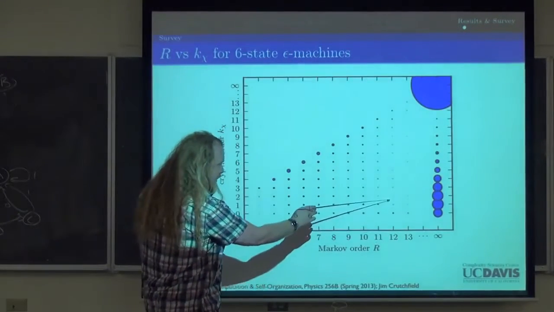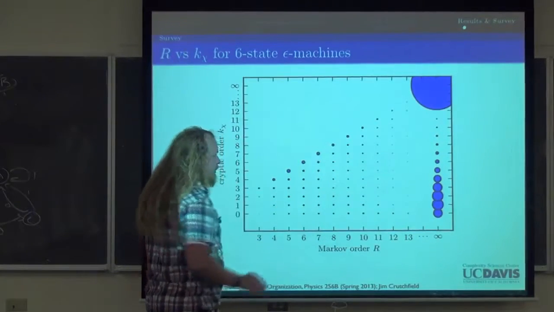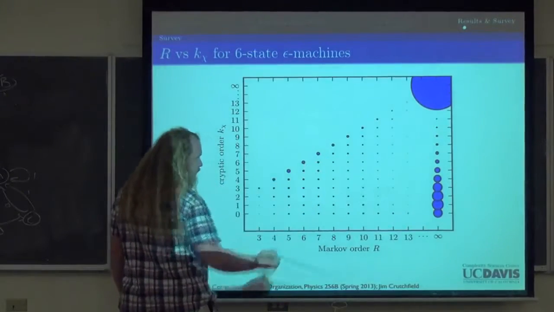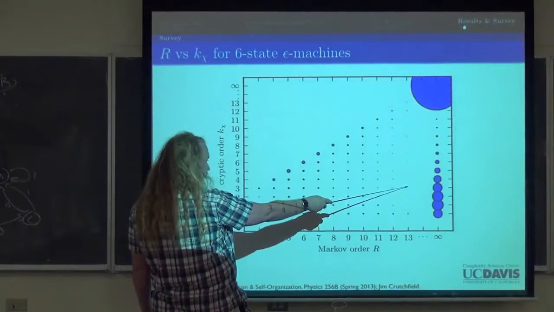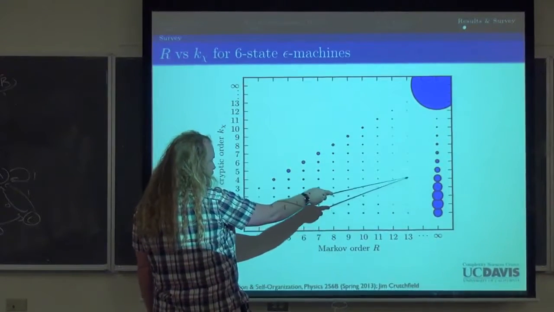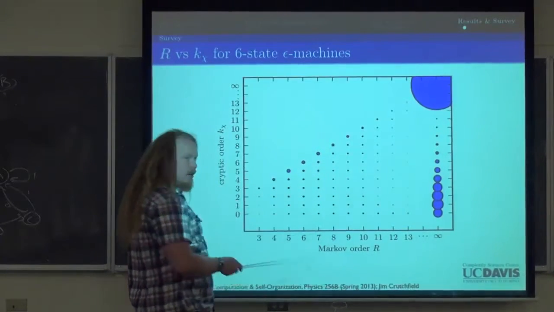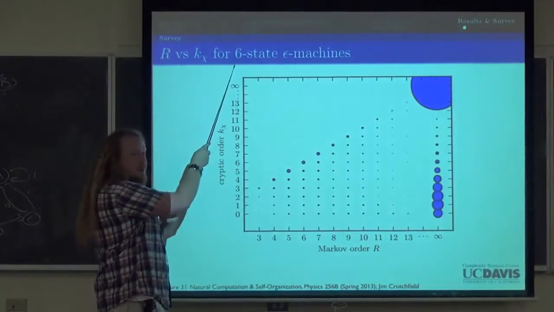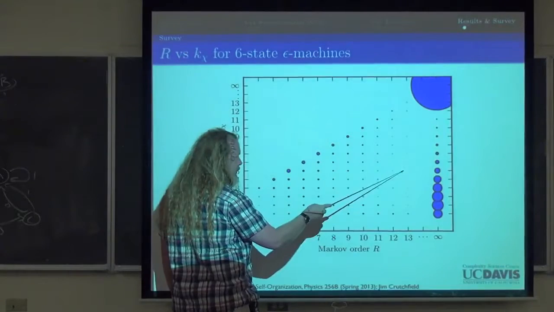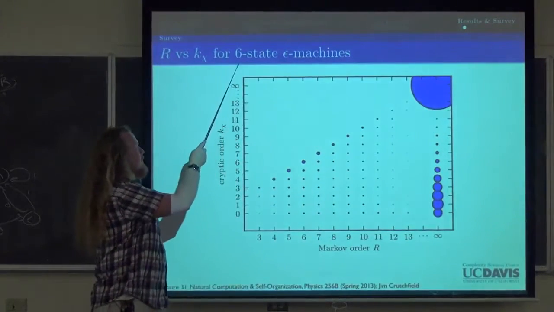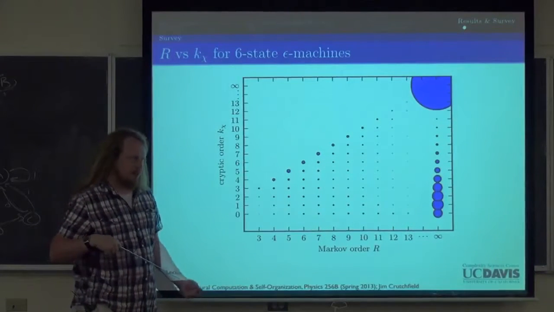Furthermore, there are areas, for example, right here, here, here, where there are no machines. So although there is a Markov 13 cryptic 3, there's not a Markov 13 cryptic 4 or 5, but there is Markov 13 cryptic 6. There are gaps in this picture at fixed machine size. We can, of course, find machines that have these Markov and cryptic orders, but within the class of machines that are of size 6 in binary alphabet, those machines don't exist. Those processes don't exist.